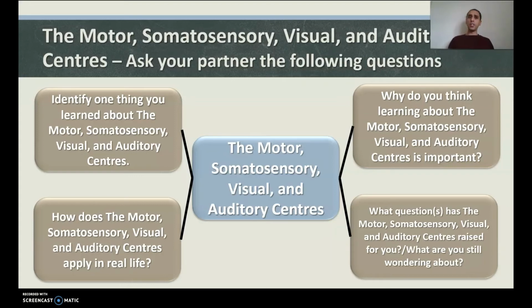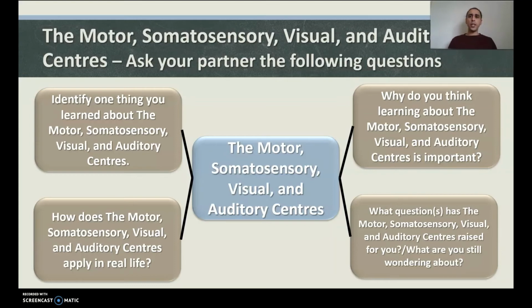How do the motor, somatosensory, visual, and auditory centers apply in real life? How does this help us in real life? How does this help us as an individual, right? It's like when you're in maths all the time, you learn about Pythagoras' theorem. Oh, miss, how's this even going to help me in real life? Well, it does help you in some things. Psychology specifically is helpful in loads of facets of society, regardless of whether you go into a world of psychology or not after college or sixth form.